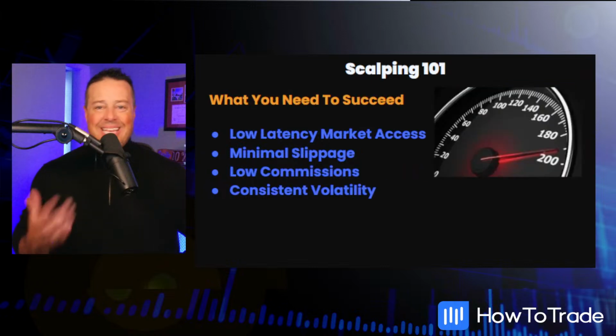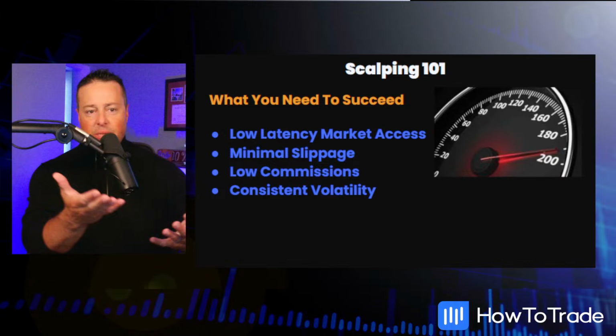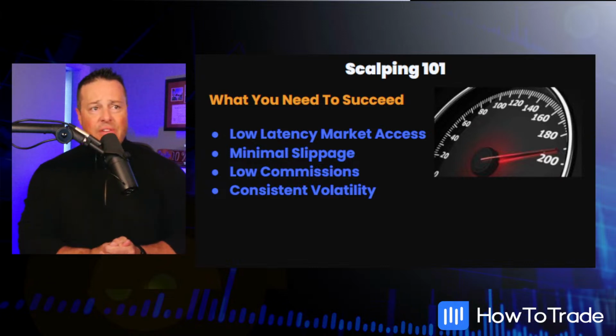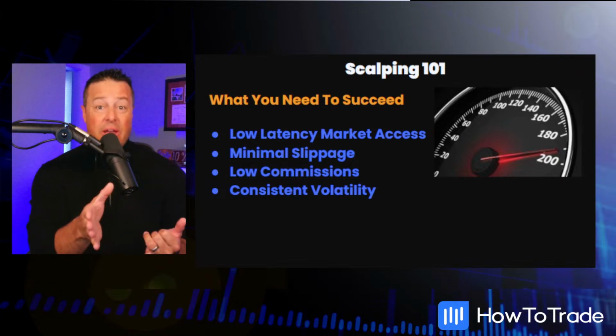What you need to succeed as a scalper: access. I noticed there were some problems with the internet. I saw some of Mark Corpus having a problem with the internet. I'm having problems with the internet today too. It's a little bit slow. So you've got to make sure that you get low latency market access. That pretty much means you need a good, strong internet connection, and you need to be able to get in and out of positions quickly.